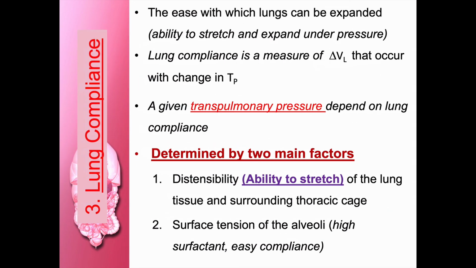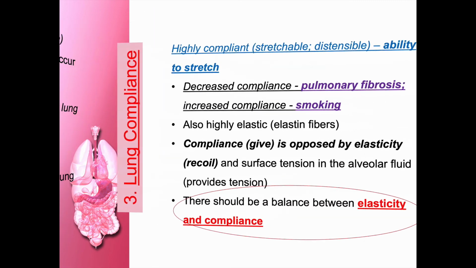The ease with which the lung can be expanded is called lung compliance. Lung compliance is a measure of the volume change that occurs with a change in pulmonary pressure. A given transpulmonary pressure depends on the lung compliance. It is determined by two main factors: the distensibility of the lung and the surface tension in the alveoli. These are the two factors that make the lung work effectively.